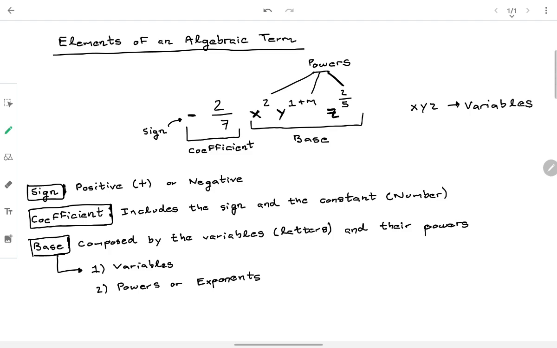So if I have another term, maybe I will put it here. I don't know, something easier: 5x to the fourth. It will have a positive sign that sometimes is not directly put, but we can know that the number is positive. So this will be the sign. This will be the coefficient. This will be the base. This will be the exponent or power.